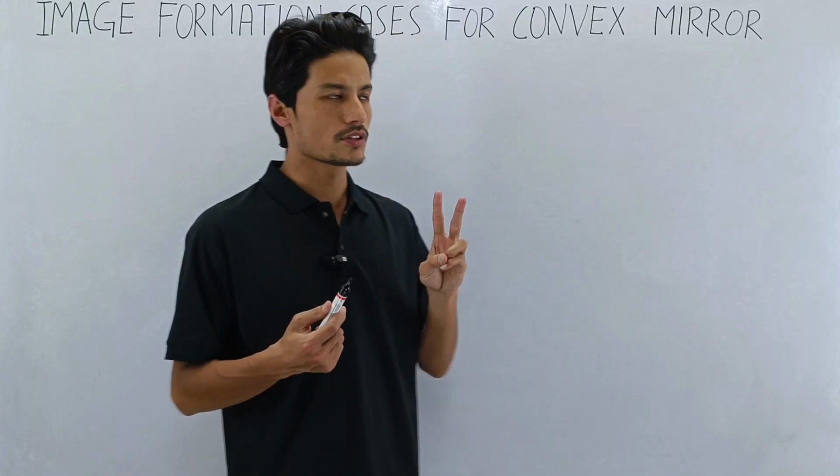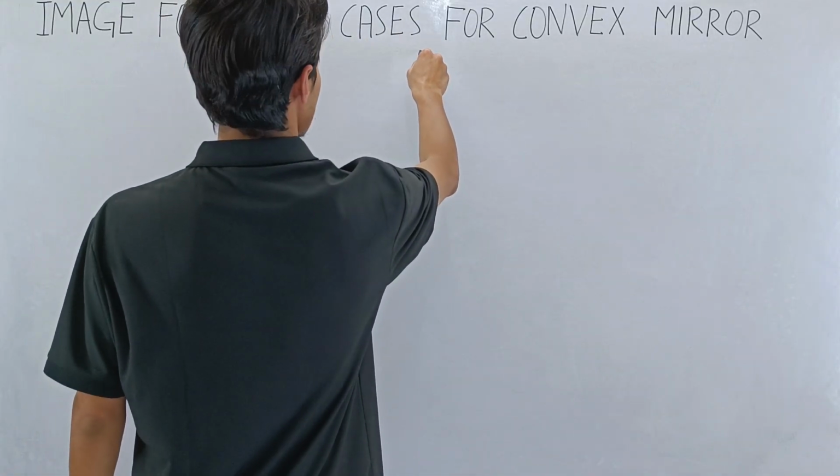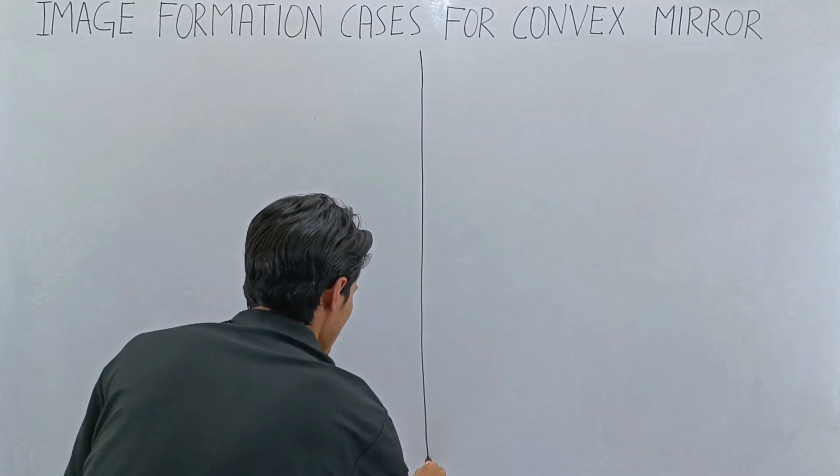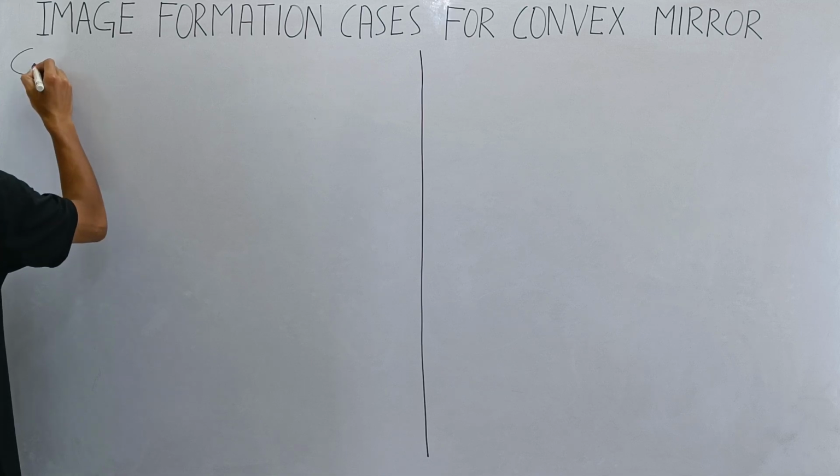2 cases are there for convex mirror. So let's break this page in the middle and let's start learning, okay? So let me break it here. We will start with the first case, which is case 1.